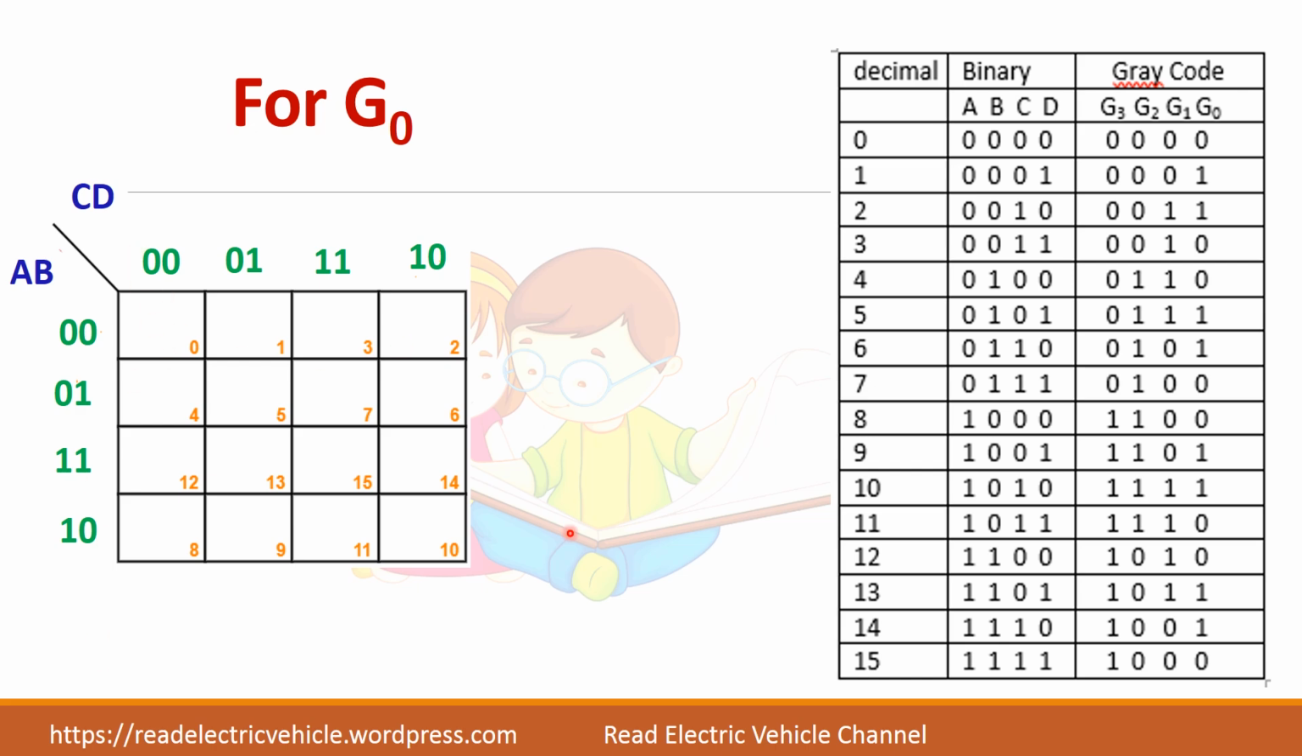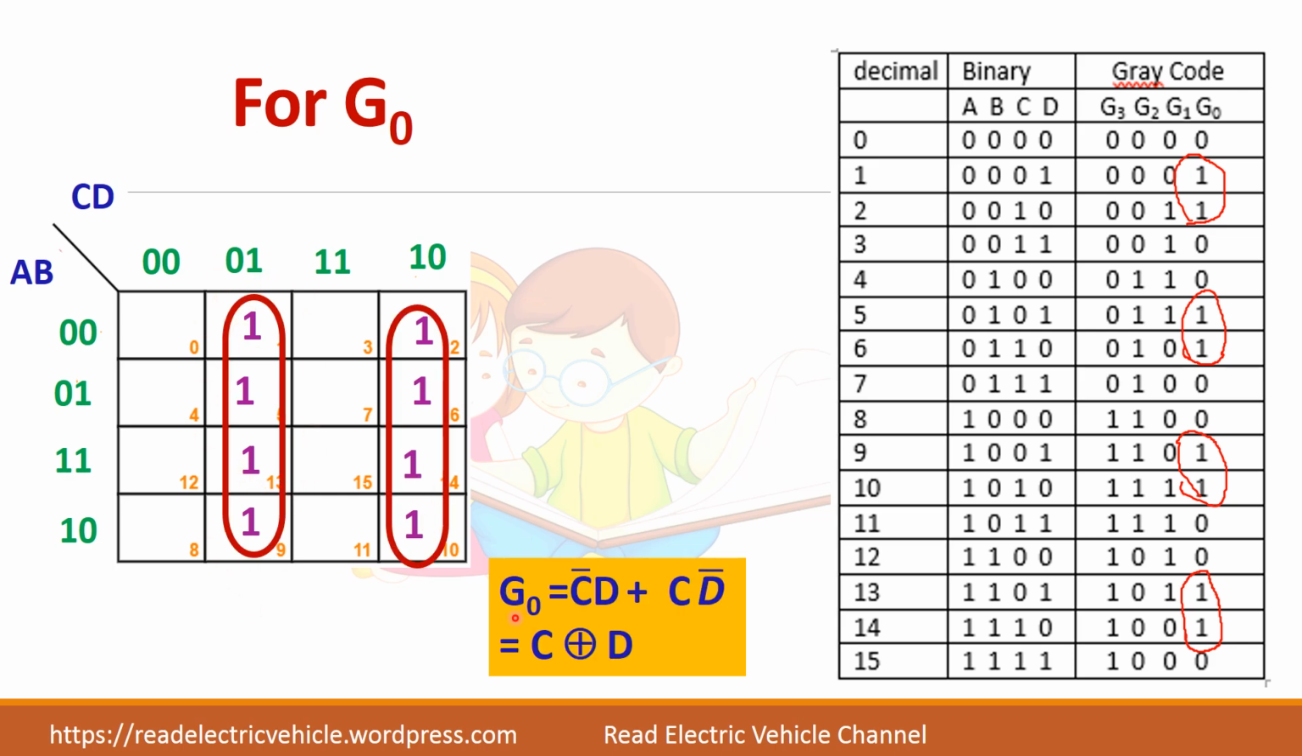So mark all the minterms. Then identify the minterms which give you 1 in the output. So these are the ones in the G0. Mark it here. If you mark it, you can see there is a pattern of 4 ones which can be clubbed together. So this can be written as, what is this common term here? C bar D, and for this one it is C D bar, which is nothing but C exclusive OR of D. So a simple XOR gate can be used to implement G0.